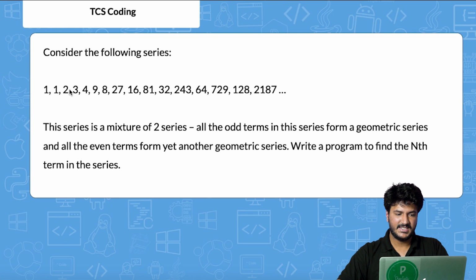Consider the following series, and this is the series 1, 1, 2, 3, 4, 9, 8, 27. So first you have to decode this series. This is a geometric progression. I'll tell you how this series is going in the next slide.